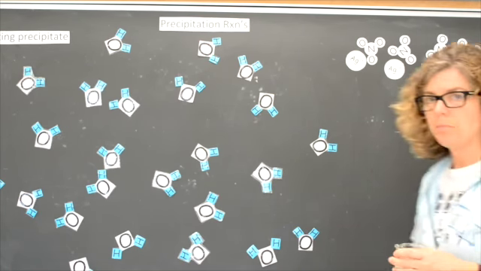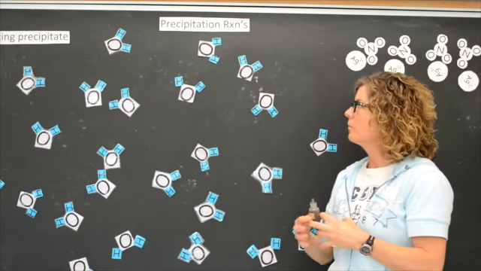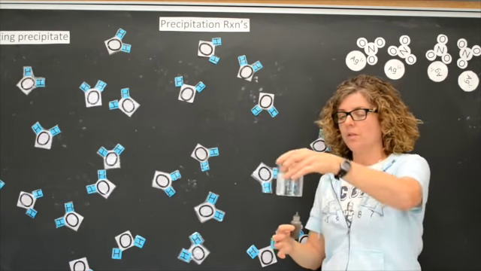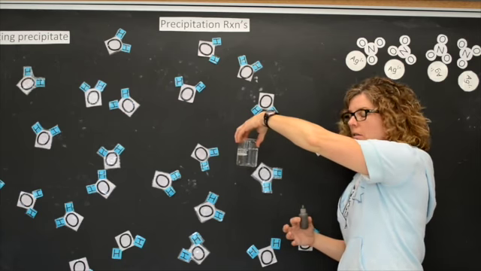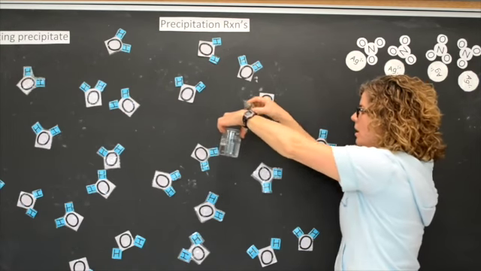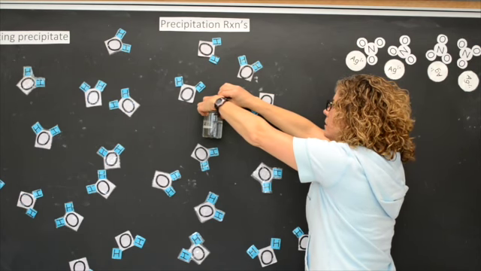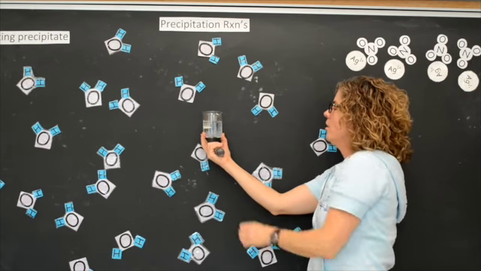Okay guys, today I'm going to show you precipitate reactions. I'm just going to first start off with some tap water, clear and colorless, and I'm going to add some silver nitrate to the tap water, a few drops here. Pretty sure you're going to be able to see that on the video.